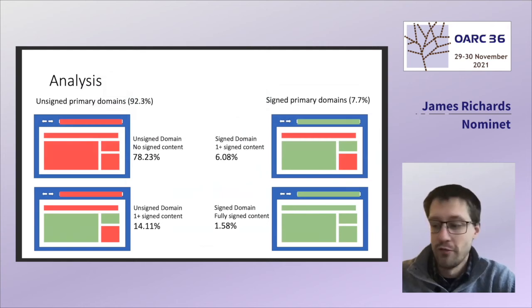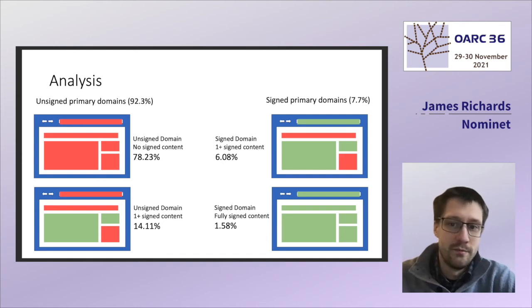And this is the answer I really wanted to get to in my study. If we split the results into categories, we can see how it breaks down. 78.2% of the websites had no DNSSEC at all, so not on the primary domain and not in any of the content. 14.1% of the websites weren't signed, but had at least one piece of signed content. If we move over to the top right, 6.1% of the websites were signed at a primary domain level, but had at least one piece of content that wasn't signed.